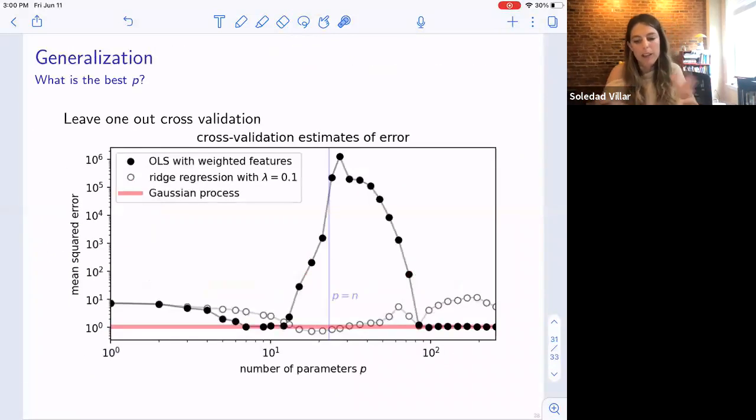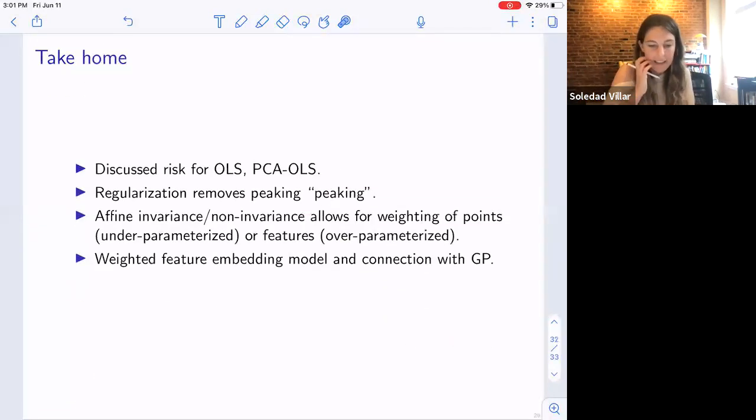In particular, in this problem with the weighted features that I just showed you, if the number of parameters is in this regime, the mean square error blows up and then goes down again. In the limit, you obtain the behavior of this Gaussian process, which you may think of as a non-parametric model.